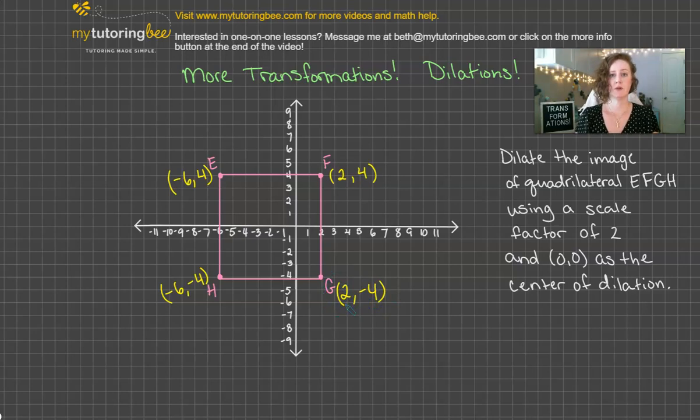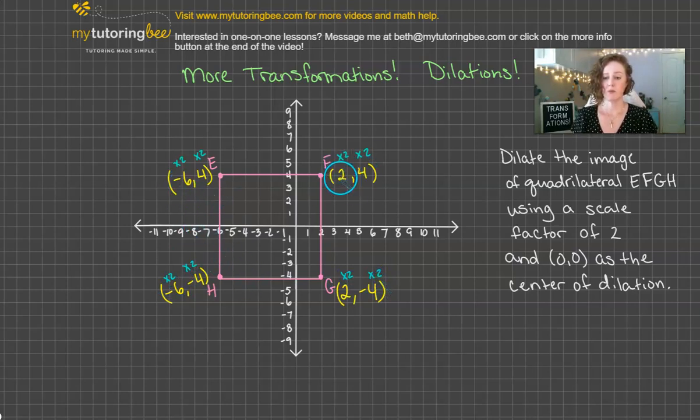Okay, so we've labeled the coordinates of each of these points, and that's important because when we are dilating the image, remember I said that we are multiplying, but what are we multiplying? What we're actually multiplying is the numbers in the coordinate pairs. So if we multiply each number by 2, then we will get our new coordinates for our image of EFGH. So let's go ahead and figure out what those coordinates are.